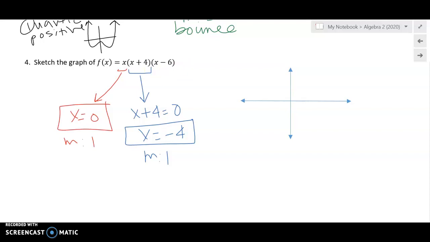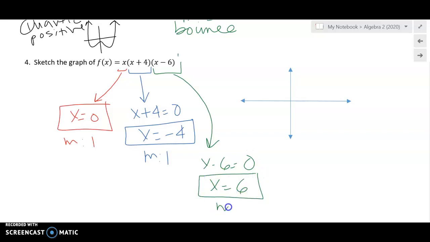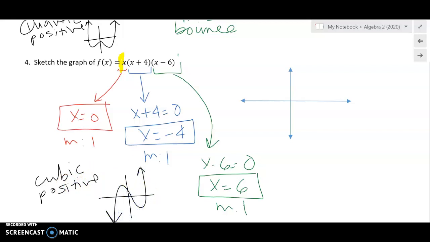Ooh, let's do a better color. x minus 6, set it equal to 0. I get x is positive 6. Again, multiplicity here is 1. Okay, if I have multiplicity 1, multiplicity 1, multiplicity 1, that's a total of 3. So if the degree is 3, that would be a cubic graph. In the very beginning, do I have a positive or a negative? In this case, it's technically a positive 1. So if I have a positive cubic graph, it's going to look something like that shape.